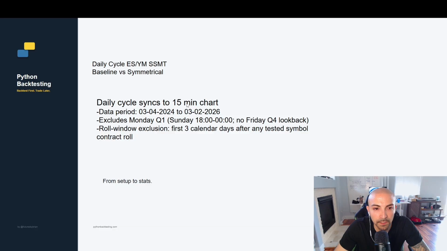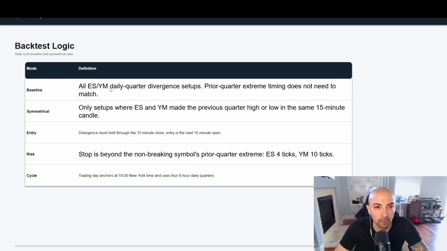Data is on the 15-minute chart for the daily cycle, ES versus YM. Baseline includes asymmetrical and symmetrical, whereas the other is symmetrical only. Backtest logic: we're looking for ES/YM daily quarter divergence setups. Prior quarter extreme timing does not need to match for the baseline. We're only looking for ES and YM where the previous quarter high or low is in the same 15-minute candle.